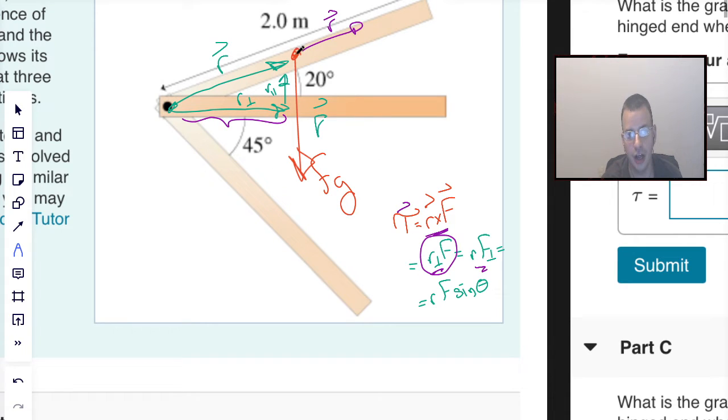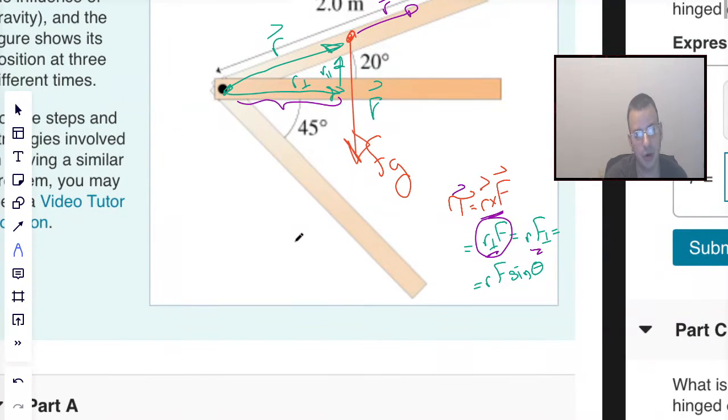And we're going to draw the force of gravity coming from the center of mass, which is the center of the beam. Lots of talking for the first part. We're going to do a triangle like this. So this is going to be R, this is R perpendicular, R parallel, 20 degrees. We'll do SOHCAHTOA.